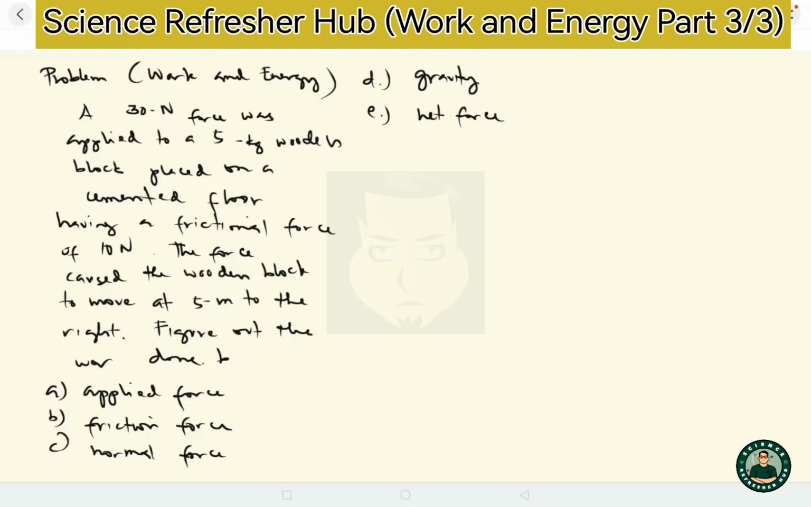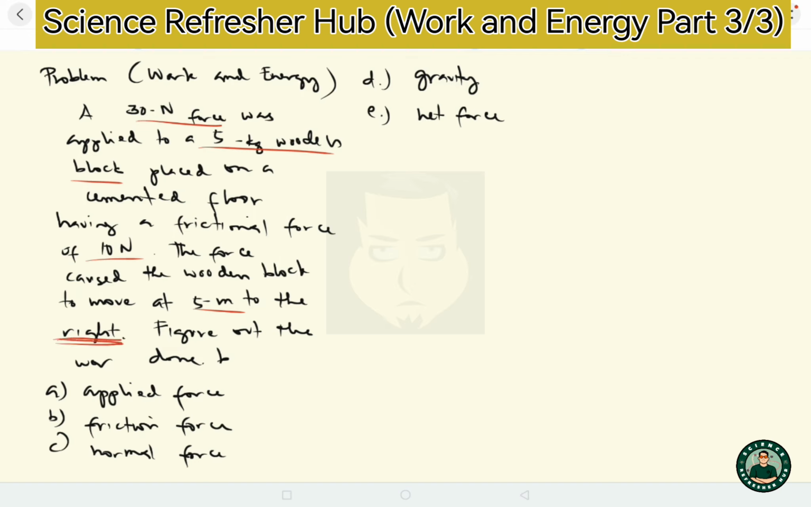All right, so this is a problem related to work, and it's parallel to the questions given in the Science 8 MATATAG curriculum exemplar. A 30 Newton force was applied to a 5 kilogram wooden block placed on a cemented floor having a frictional force of 10 newtons. The force caused the wooden block to move 5 meters to the right.